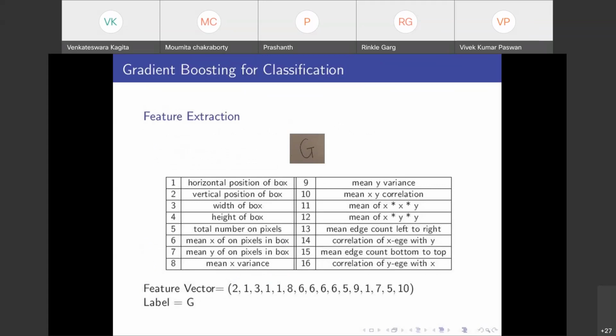Horizontal position of the box, vertical position of the box, width of the box, height of the box, total number of pixels in the box. All these are the different features that you can extract. And for this particular instance, this is a feature vector, right? And the label is G, right? So this is how the data is looking like. So like that, we have 26 classes, A to Z, right?